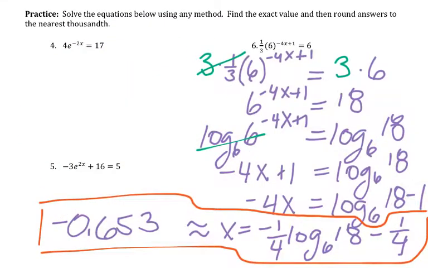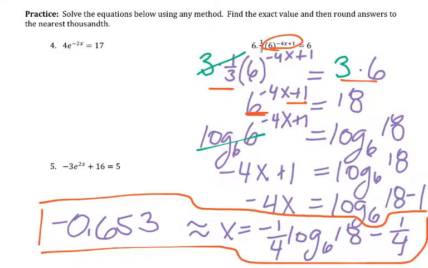Okay, in number 6, the goal is still to isolate the variable. So we have to start by getting 6 to the negative 4x plus 1 alone. I do that by multiplying by 3 to both sides. That gets rid of the 1/3 over here. I multiply 3 to both sides, so on the right-hand side I get 3 times 6, which is 18. So now, because the 3 and the 1/3 cancel, I've got 6 to the negative 4x plus 1 equals 18.